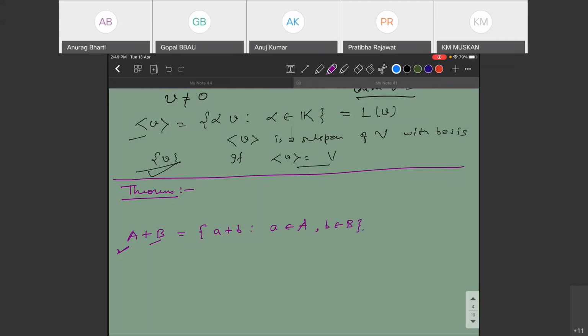Let me say it again. If A and B are subspaces of the vector space V, then A plus B is again a subspace of V, and A plus B contains both A and B. In fact, A plus B will be the subspace generated by A and B. Let us see a theorem which gives the dimension of A plus B.